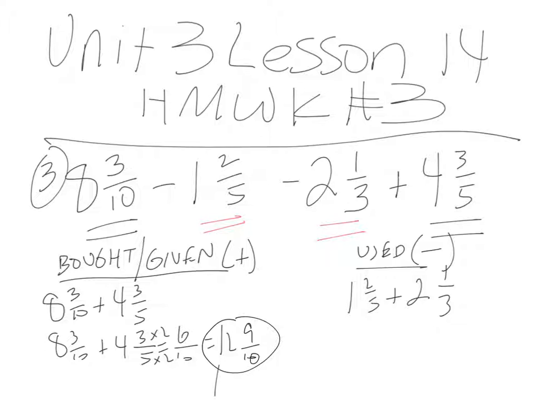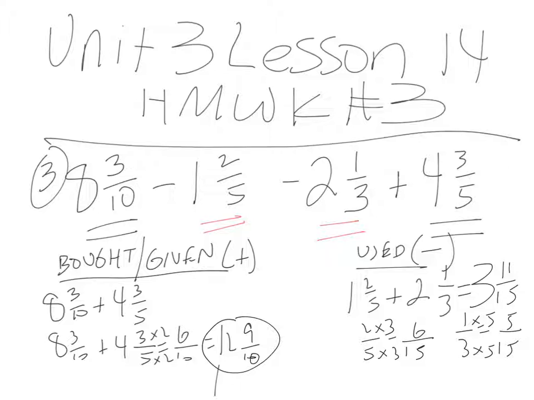Then I'm going to do the parts that are used. I've got to get a common denominator. That common denominator is 15. So I'm going to change both these fractions to 15ths. I'm going to do my top-bottom rule, and I get 6 15ths here, and I get 5 15ths here. So when I add these together, I get 3 and 11 15ths. So now I have what's used. Now I've got to subtract the used from what's bought or given.